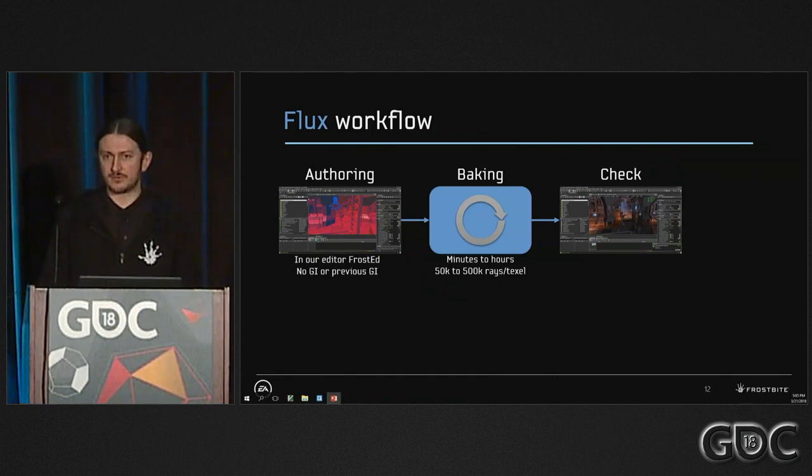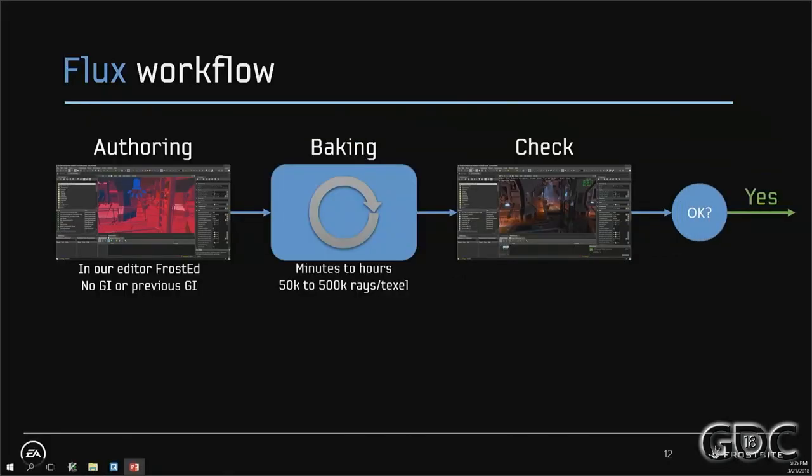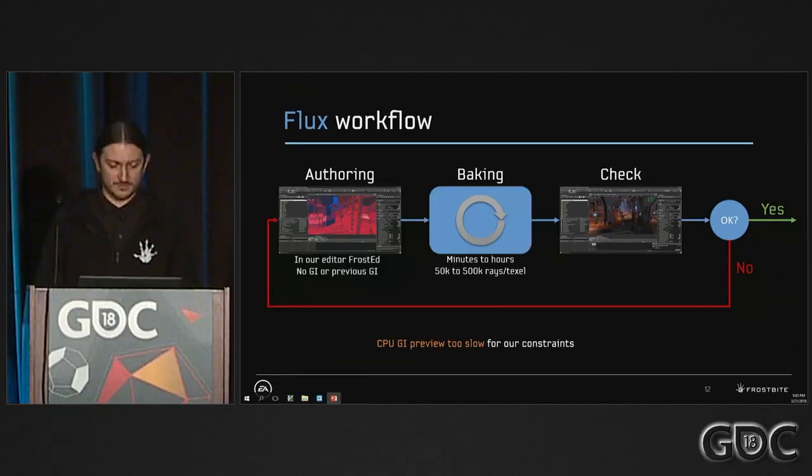Then you check the result. Okay, that's how it is. Maybe that's how it is. That's what you wanted to achieve. Awesome, great. Next task, or you can have a coffee. And if not, well, rinse and repeat. You go back to the start and iterate. So, of course, we did try CPU GI preview with what Flux was providing at the time, but that was too slow for our constraint.